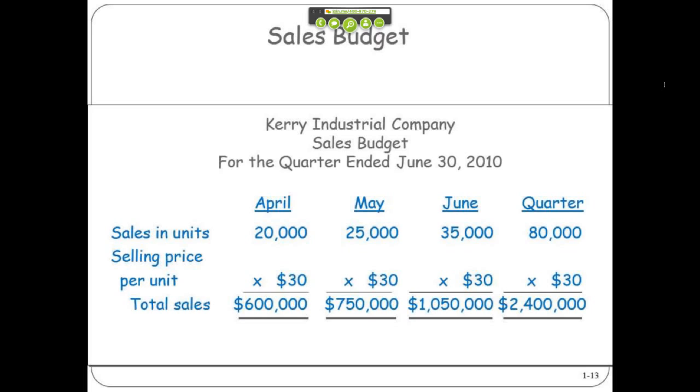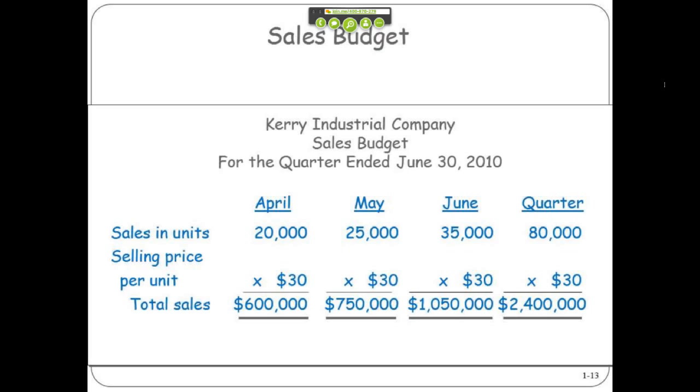They've produced this sales budget for 2010. They expect to sell 20,000 units in April, May, and June. It's a quarterly budget in this case, easier to work with. And they expect their price to be $30 for each unit they sell. Only one product for Kerry Industries to make it simple.